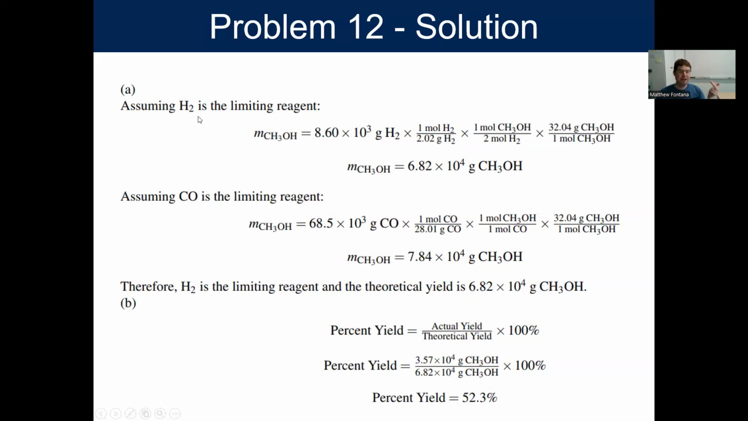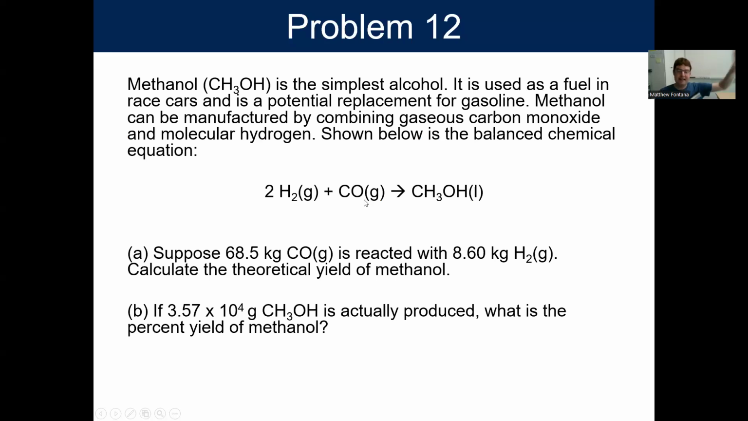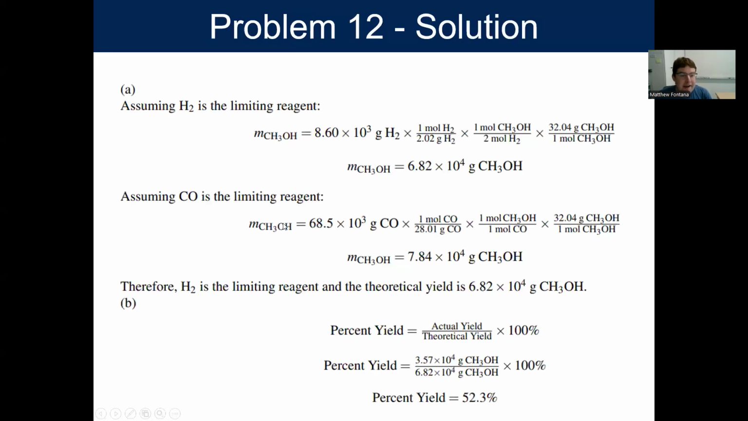So I'm going to assume that H2 is the limiting reagent. In this part that we did first, we assumed that carbon monoxide is in excess and that H2 is the limiting reagent. Now we're diving into the second part of part A. We're going to do the reverse. We're going to assume that carbon monoxide is the limiting reagent, and so H2 is given in excess. We're going to calculate the mass of methanol, given that CO is the limiting reagent.